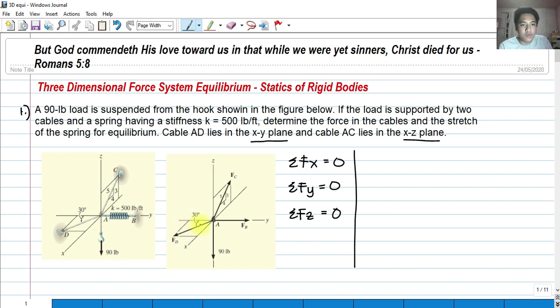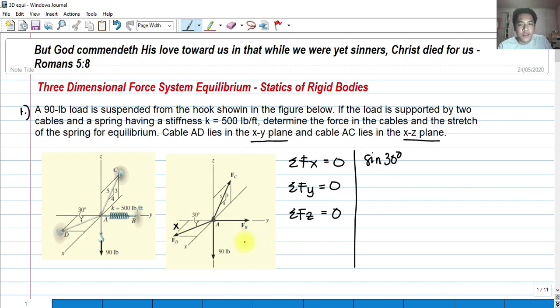We have 30 degrees from the negative y-axis, so this x is the same as this x. What I will do is find a way to resolve this F sub D into its x component. We can use the sine function given this 30 degrees. If we write the sine function, I'll just write it, in case you have forgotten: sine 30 degrees. Since this is x, this is also x.